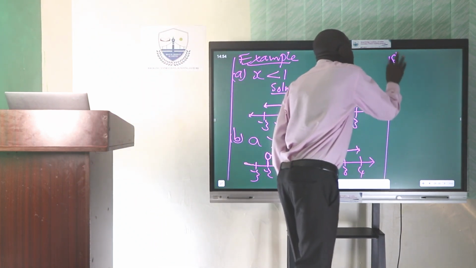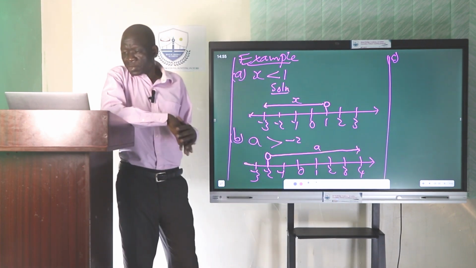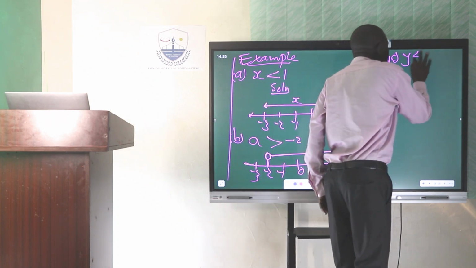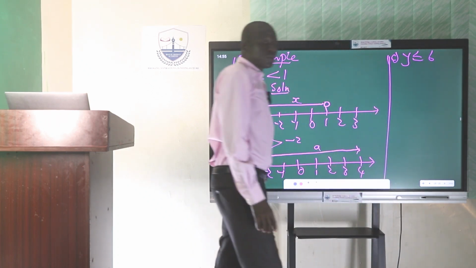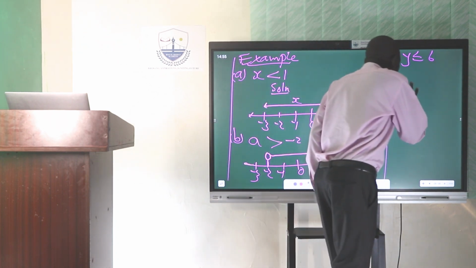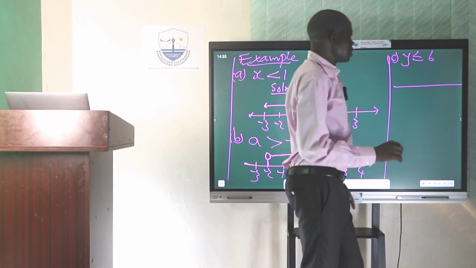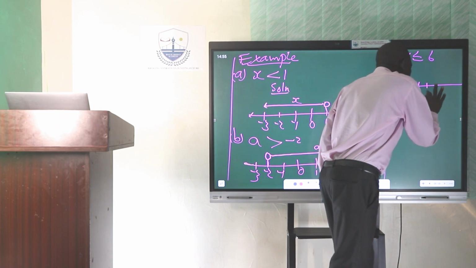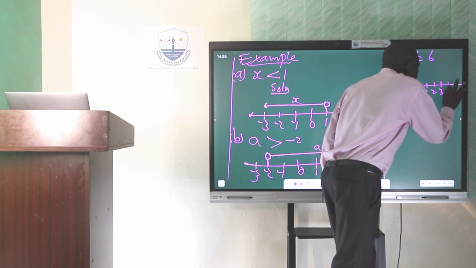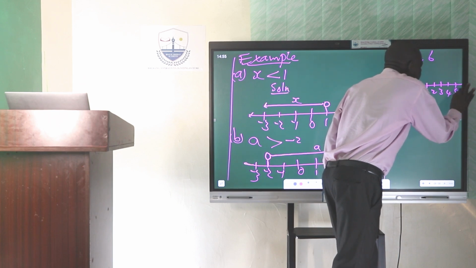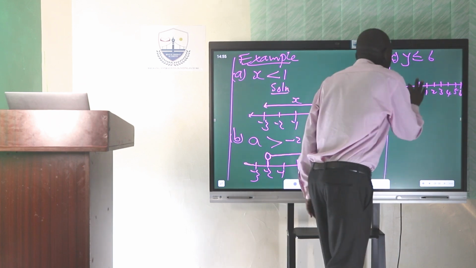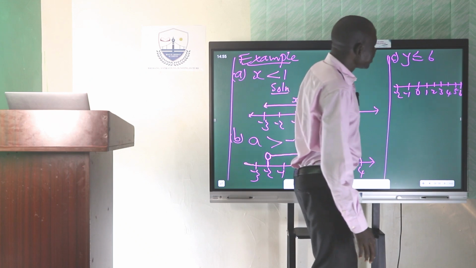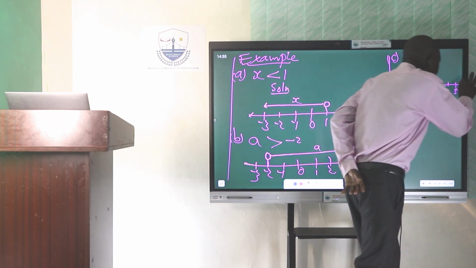We can go to part C of the question, which says y is less than or equal to 6. We do the same. We also draw a number line. Then we have 0 here, 1, 2, 3, 4, 5, 6. Here we have -1, -2, and so on. So we go to where 6 is. 6 is here.